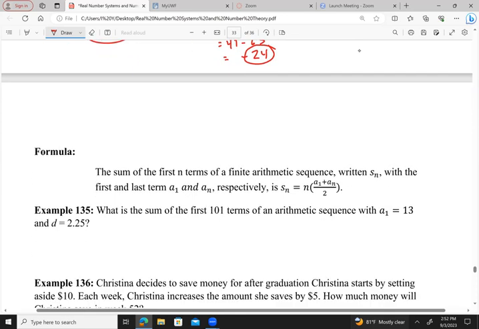So the sum of the first n terms of a finite arithmetic sequence, written S sub n, with the first and last term a1 and a sub n respectively, is S sub n equals n times a sub 1 plus a sub n, divided by 2. So what is the sum of the first 101 terms of the arithmetic sequence with a1 equals 13 and d equals 2.25?